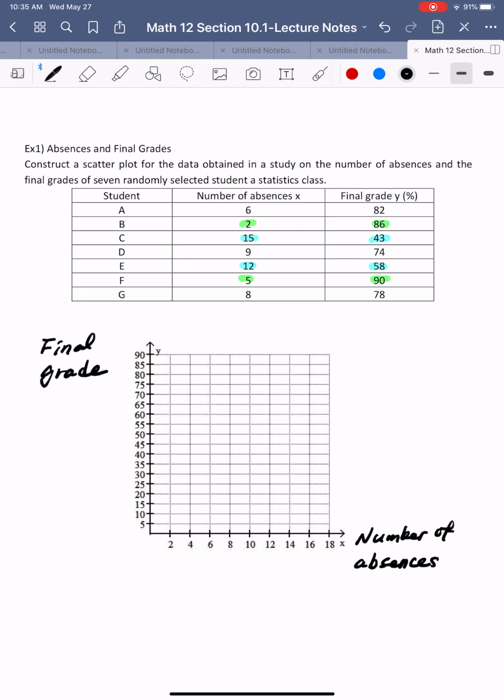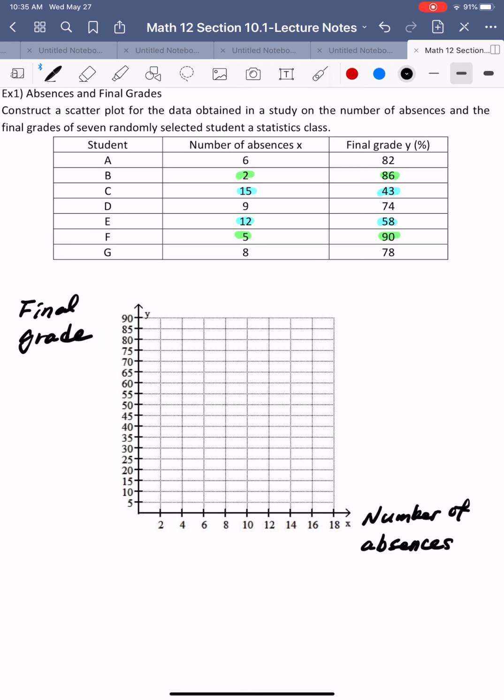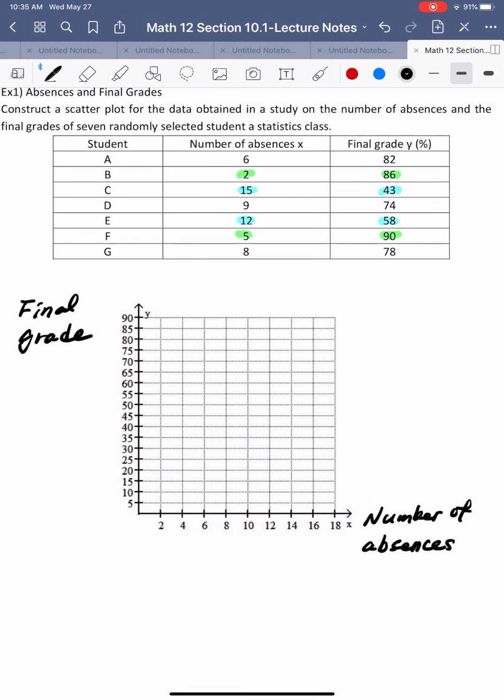All right, so the number of absences was 6 for the A students. It has 82 points. Okay, sorry about that. So 82 points, about here. And then the B students got 2 absences, with an 86.